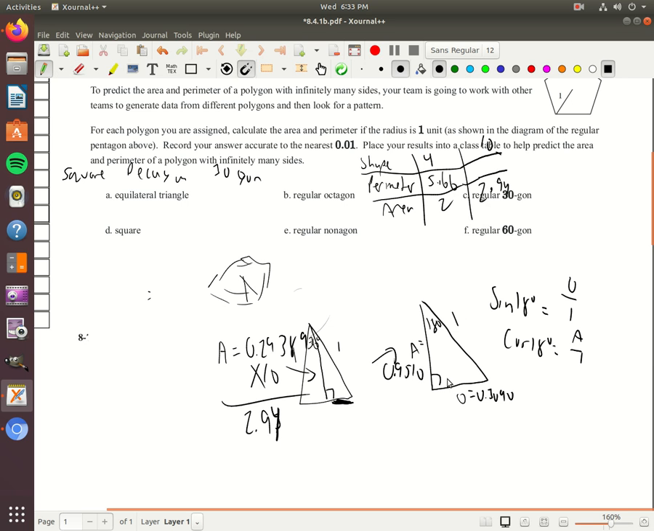Now I need to get my perimeter. Well, again, I know my half-side here is 0.3090. Well, think about it. If I double that, I'll have one side of a decagon.